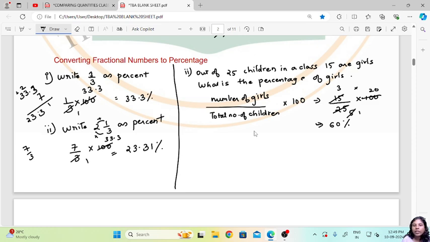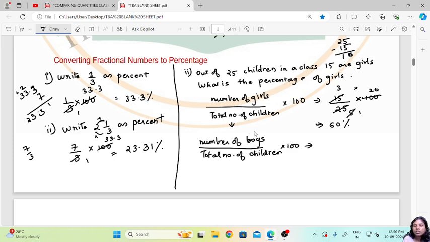Now if we have to find what is the percentage of boys in this case. So the total students is 25 minus 15. So this will be 10. So there are 10 boys over here. So we write again the same formula. Number of boys upon total number of children, multiply by 100 because we have to find in percentage.